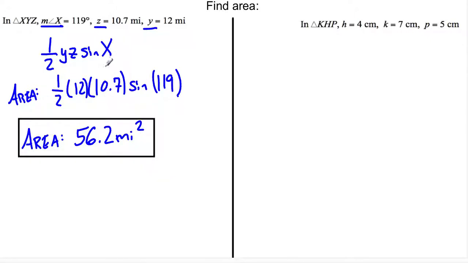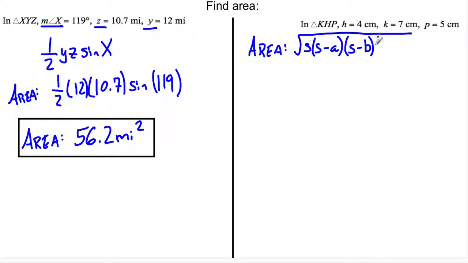Nice quick formula, nice quick problem. Now if I'm given three sides though, it's going to be a little bit different. I have to use what's called Heron's formula, named after the Greek hero. And the formula for the area in this case is the square root of S times S minus A times S minus B times S minus C. And that's for triangle ABC. Here I have triangle HKP. It's not going to make a difference because those are just my three sides. Now S is some new value, and all that is just the three sides divided by 2.